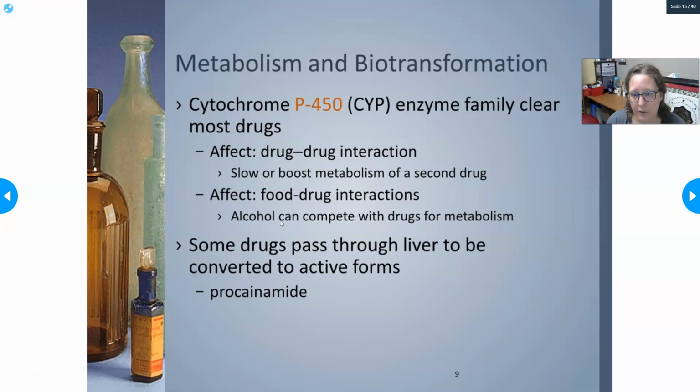Some drugs that pass through the liver will be converted to the active form. This is true for procainamide and NAPA, where the metabolites are the ones that actually have the therapeutic effect. For most drugs, it's the drug itself that has a therapeutic effect, and the metabolites are inactive and just have to be cleared. But procainamide is the one where the drug itself is inactive, and when it passes through the liver, the metabolites are what actually give the therapeutic effect.